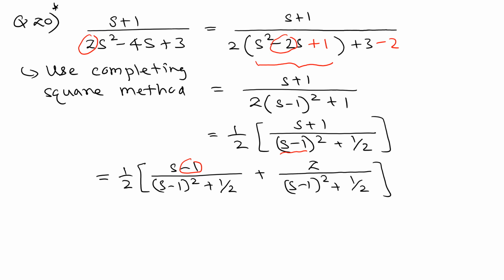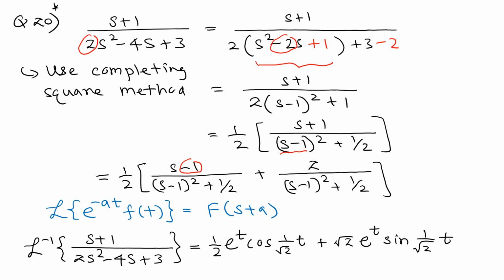Now we can easily invert this using the first shifting property. If we use this one, we can write the final answer like this. The first one is the cosine, the second one is a sine, and you will see that there's an s - 1 term there. That's the reason why we have an e^t term in both of them. And the reason why we have the square root of 2 is that you can write 1/2 as (1/√2) squared.